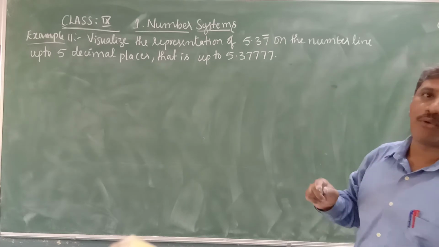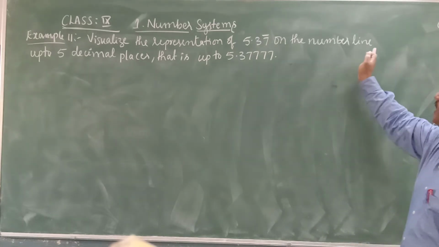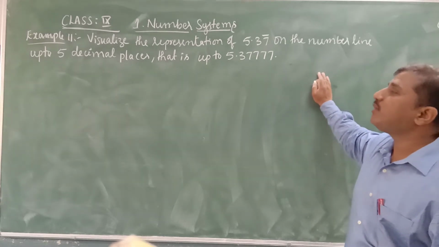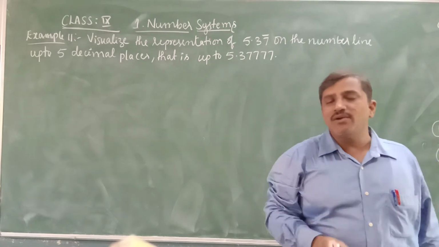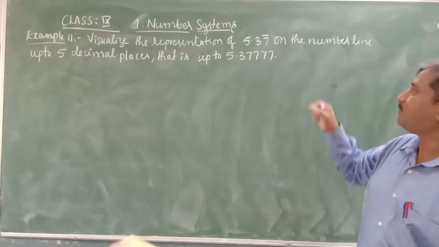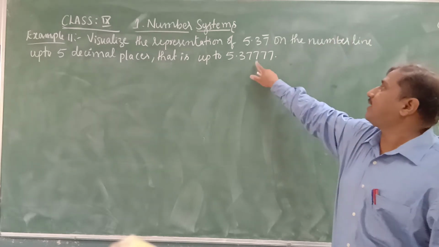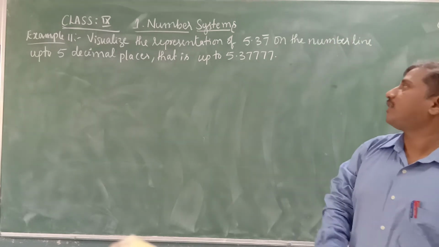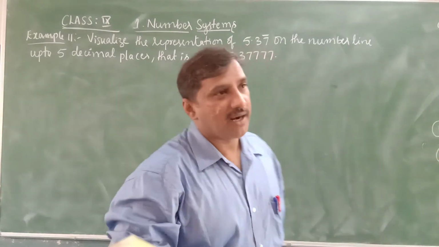It means 5.37777 and so on. On the number line we take it up to 5 decimal places. It means after the decimal point 5 digits should be there, that is 5.37777. So 5 places are there. This number we have to represent on the number line.